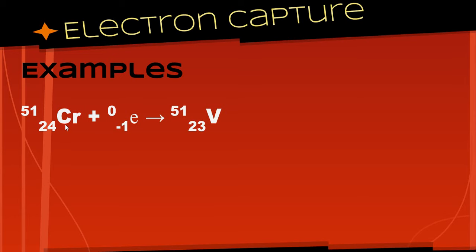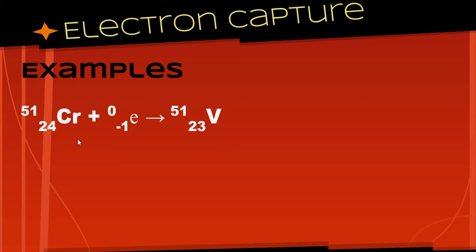In every other one, we started with just the element, and then it turned into another element plus an alpha particle, or another element plus a beta particle, or another element plus a positron. In this one, this is the only one in which we have 2 things in the beginning of the reaction.